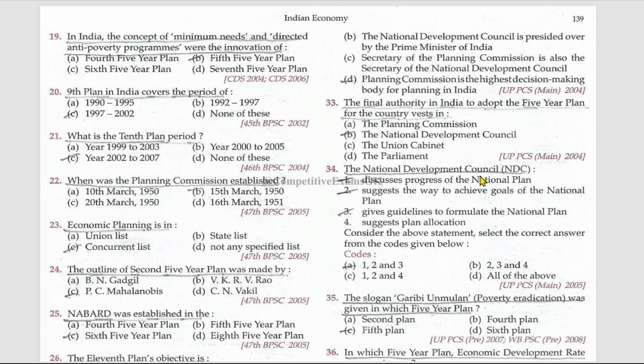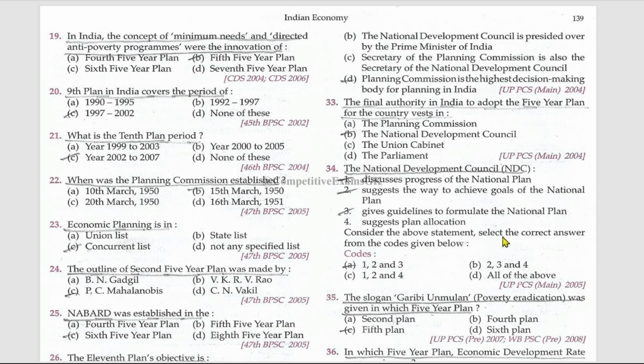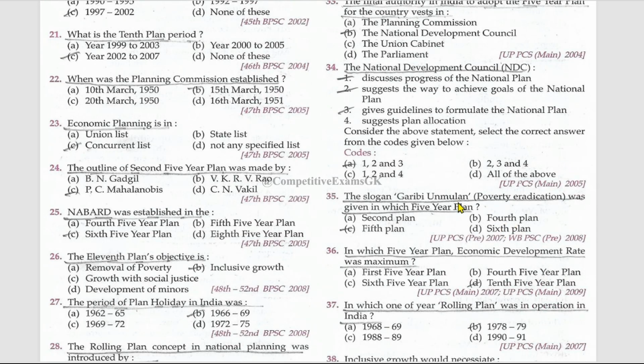The National Development Council discusses programs of the national plan. True. Suggests the way to achieve goals of the national plan. True. Gives guidelines to formulate the national plan. This is also right. Suggests plan allocation. No, false. All these three are true, but the fourth one is false. The slogan "Garibi Unmoolan", which is poverty eradication, was given in the fifth five-year plan. In which five-year plan was the economic development rate maximum? During the tenth five-year plan.